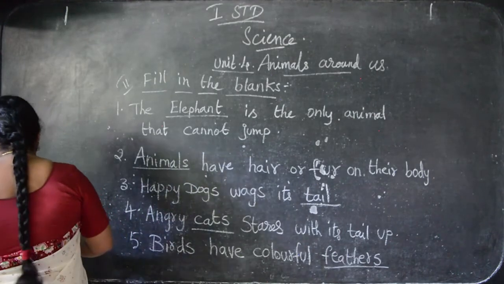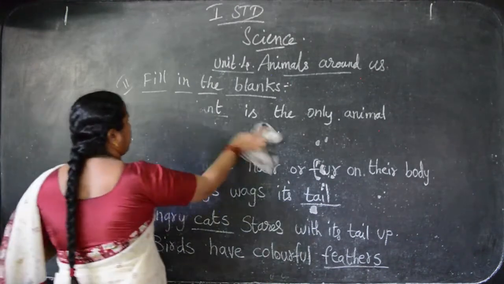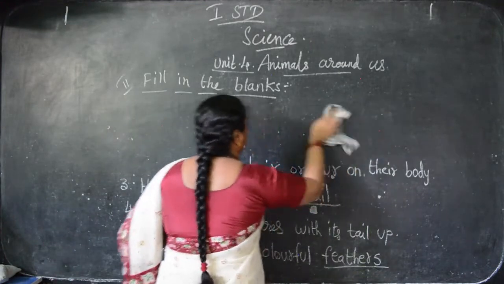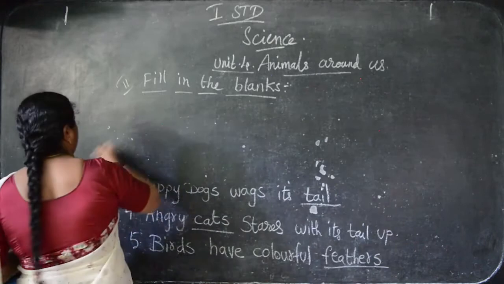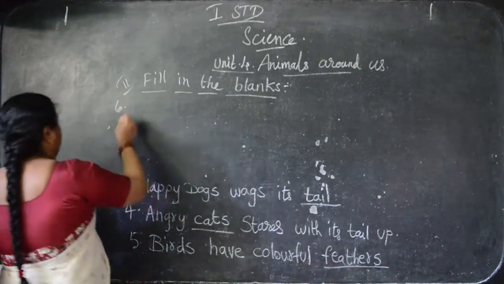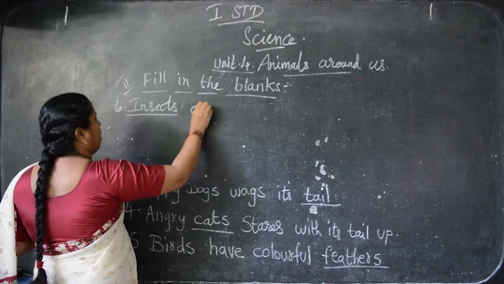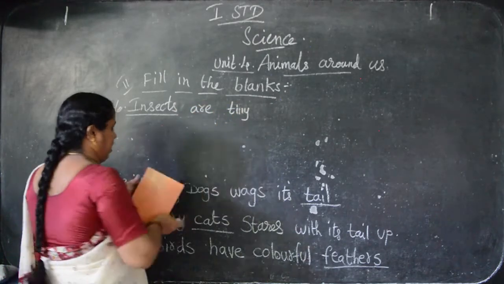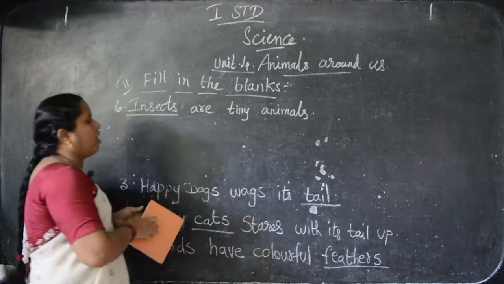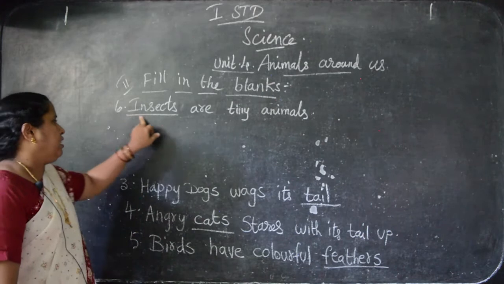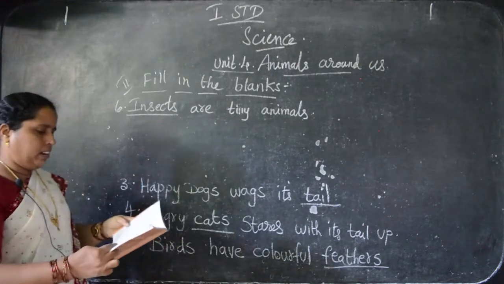Now, sixth one. Have you all writing only, no, children? Yes, you have to write, children, okay? Now, sixth one. Insects, I-N-S-E-C-T-S, insects. Are tiny animals, T-I-N-Y, tiny, A-N-I-M-A-L-S, animals. Dash are tiny animals. For that, what answer? Insects, I-N-S-E-C-T-S, insects are tiny animals.